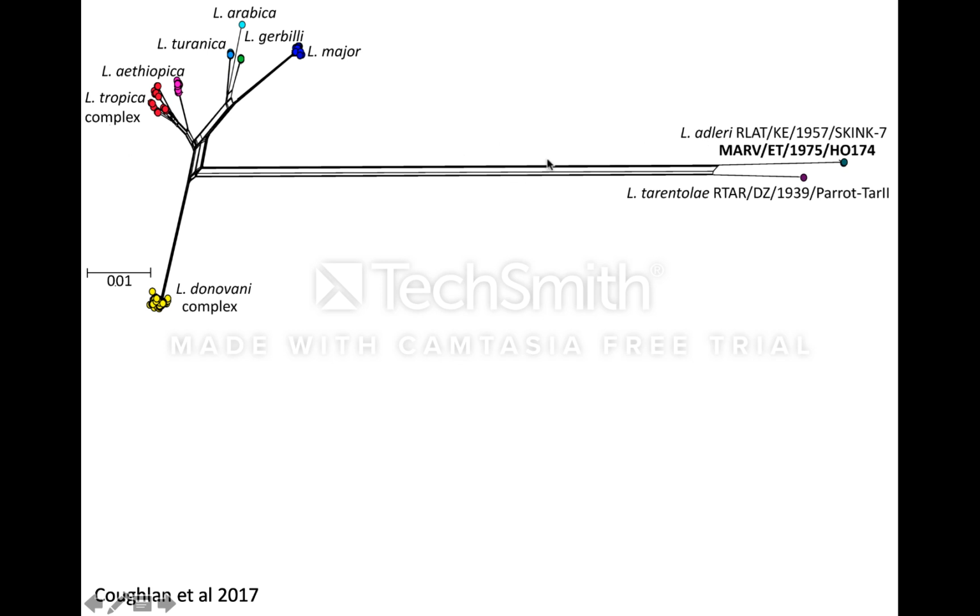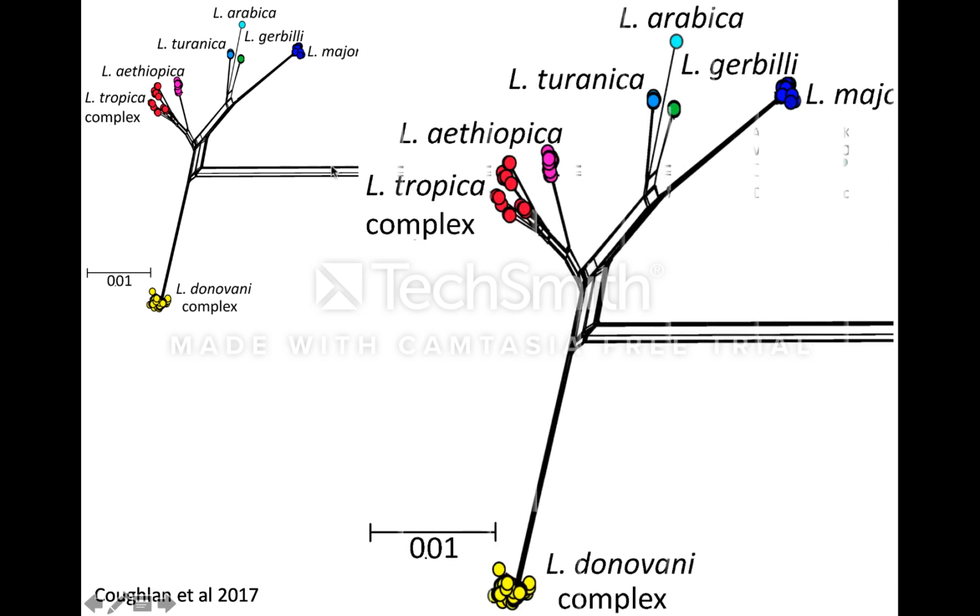So we know that subgenera are quite different, and we can zoom in then on the Leishmania donovani complex, compare that to the Leishmania major complex, including arabica here, and then the tropica complex shown here. So we have this level of diversity within the Leishmania subgenus.